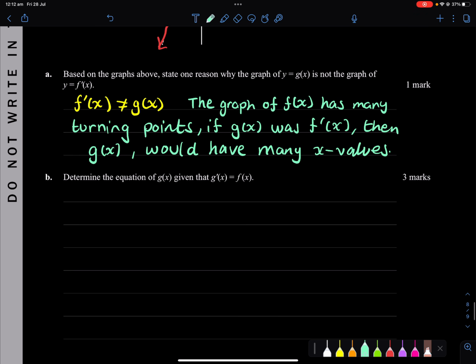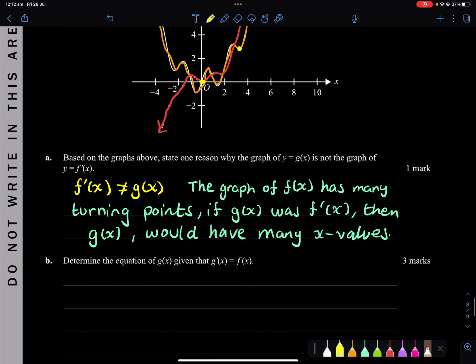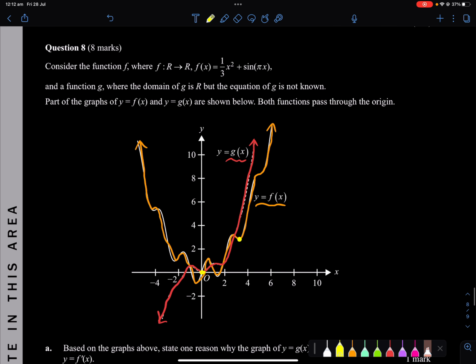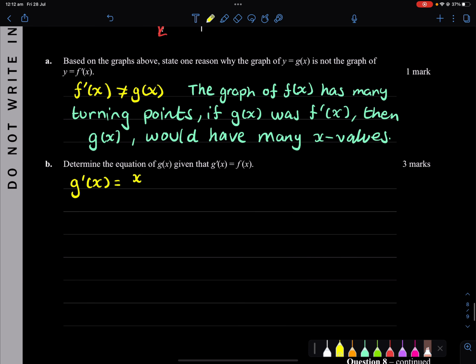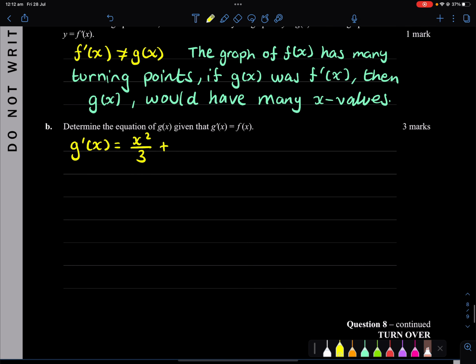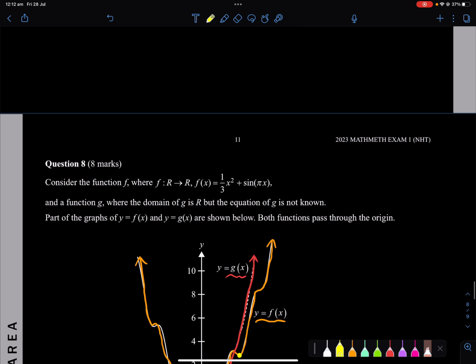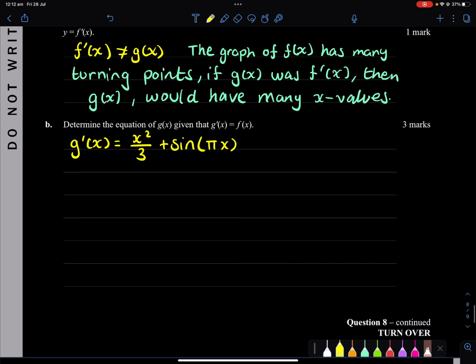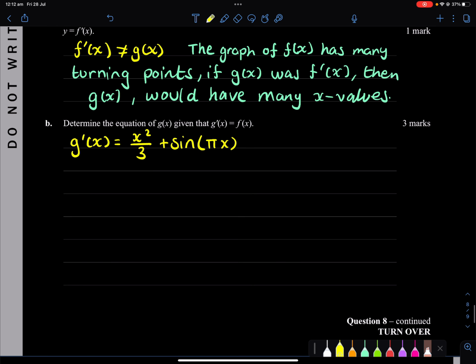Okay, let's go to the next question. Determine the equation of g of x given that g dash of x is equal to f of x. So we want to find g of x. g dash of x is equal to f of x. f of x is this, so x squared over 3 plus sine pi x.